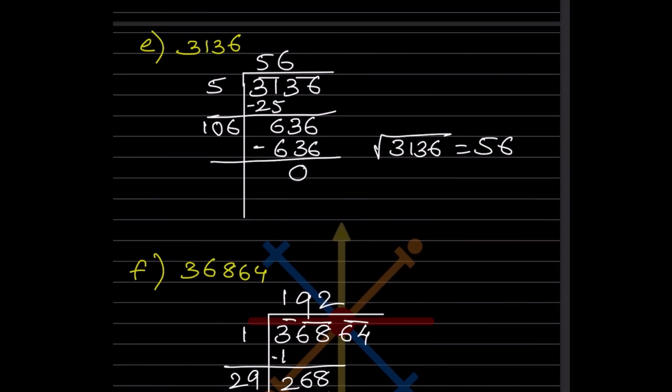Now this is without a decimal. Other things are the same. 5 fives are 25, because 6 sixes are 36, which is not possible. Now 5 plus 5 is 10. The remainder is 6. You have to take two numbers down. The units place is 6, so let us try this 6. 106 into 6 is 636. The remainder is 0. So the square root of 3136 is 56.